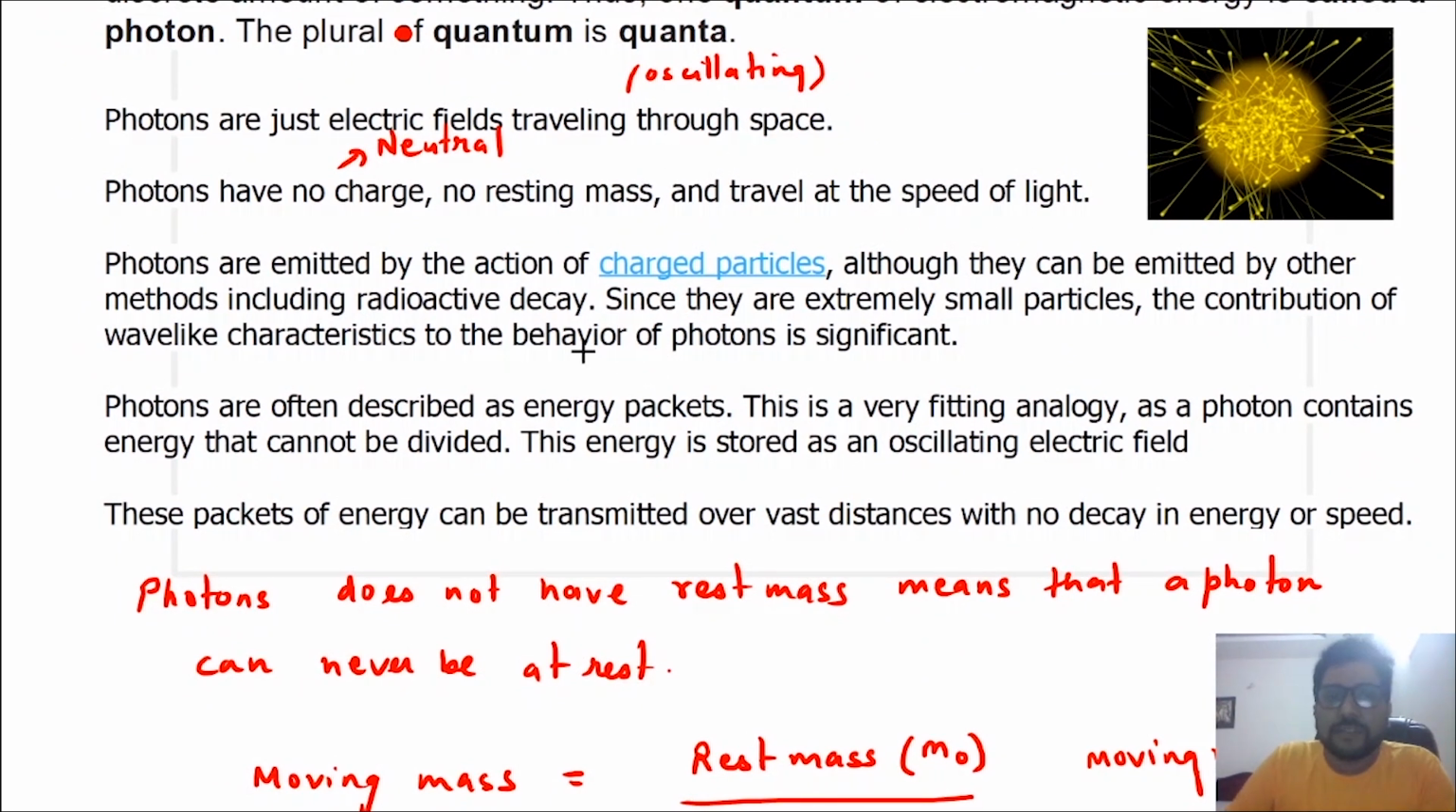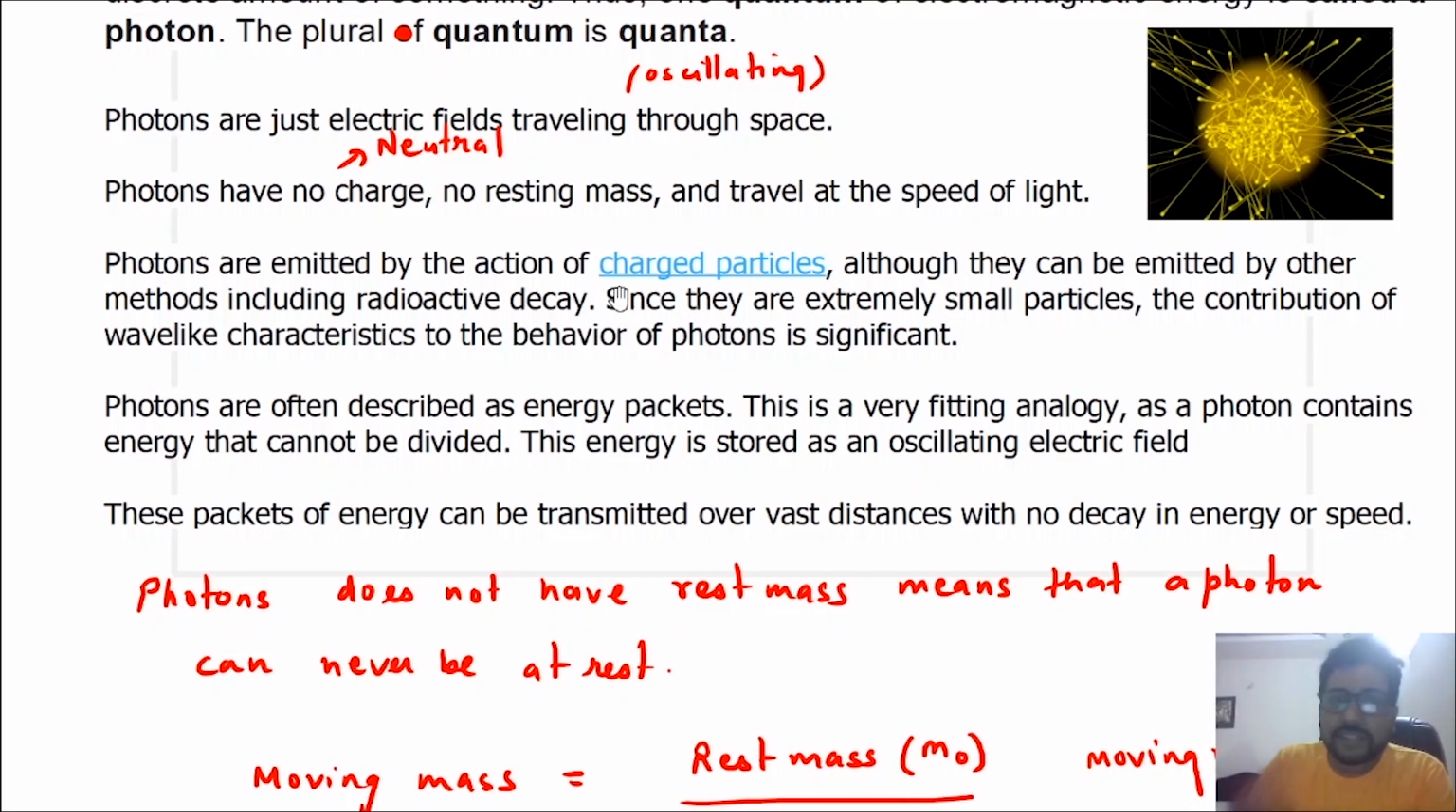Now, how are these photons generated? Photons can be generated by numerous methods. Okay, we have discussed in electrostatics that an accelerating charge produces electromagnetic radiation. So photons are emitted by the action of charged particles, although they can be emitted by other methods including radioactive decay.